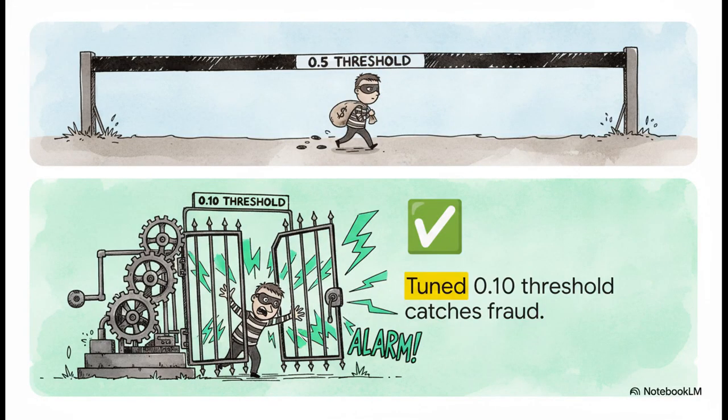Then we have threshold tuning. Most classifiers output a probability, right? And the default threshold to declare something positive is usually 0.5. But guys, 0.5 is a completely arbitrary number. Let's demystify moving this decision boundary.